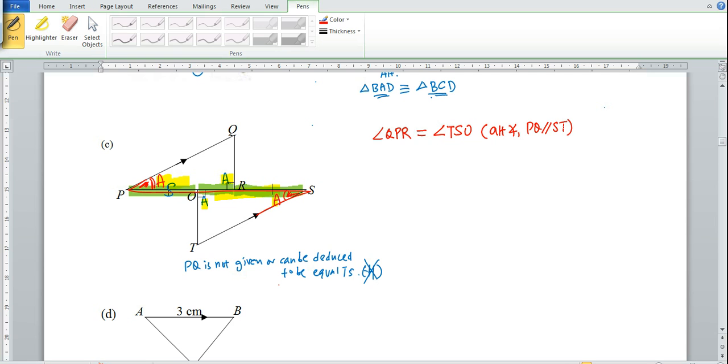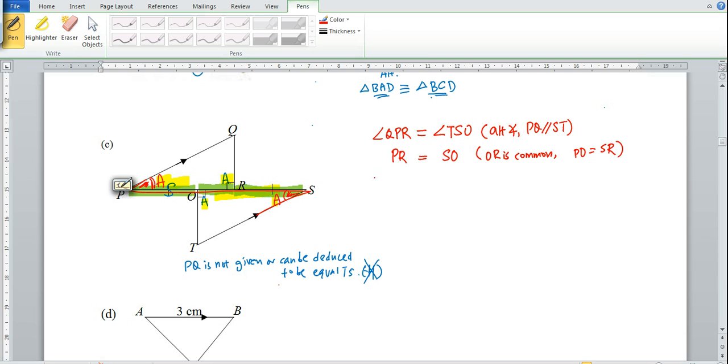Next, I have a side that is the same, PR. PR is equal to my SO, because OR is common and PO is given to be SR, the same. So PR is equal to SO. Okay, so I have a side.